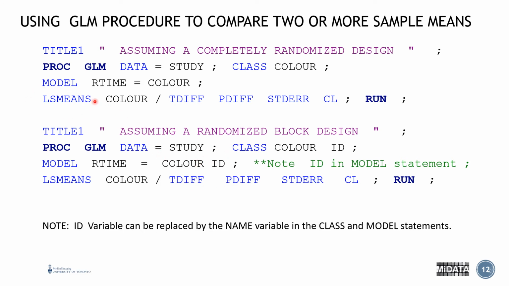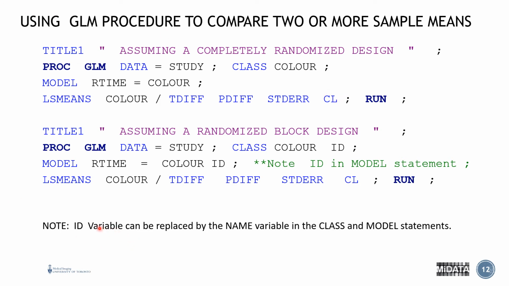The LS mean stands for least square means, and all we're asking for is for color, please do a t-test. Give us the results of the t-test, the probability of the t-test, the standard error, and the confidence limits. That's what we're asking for.